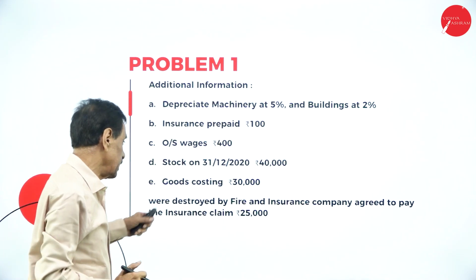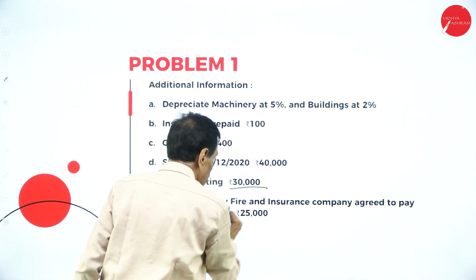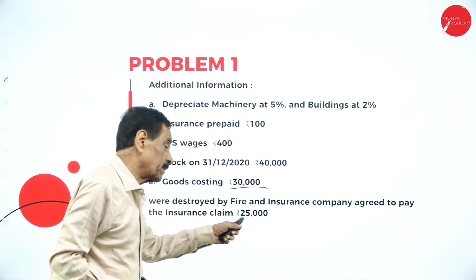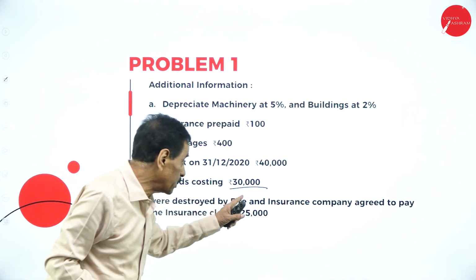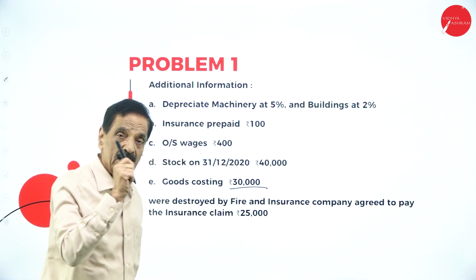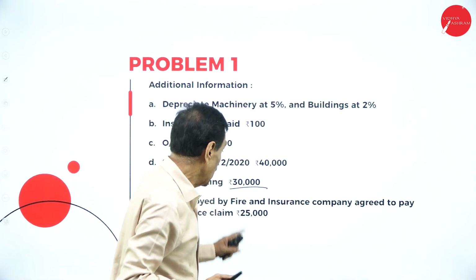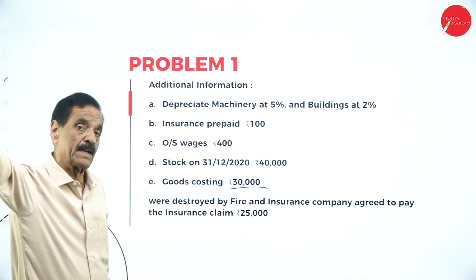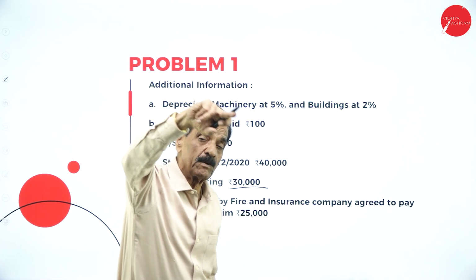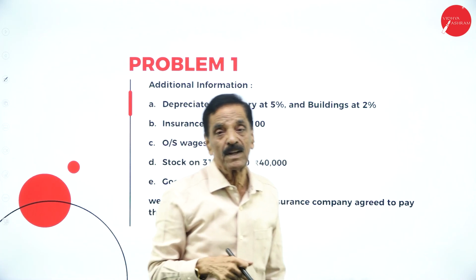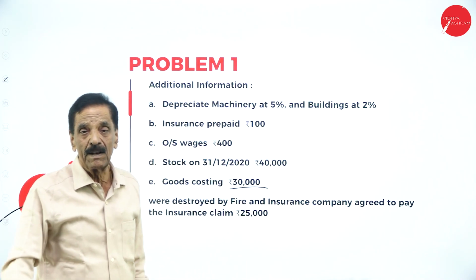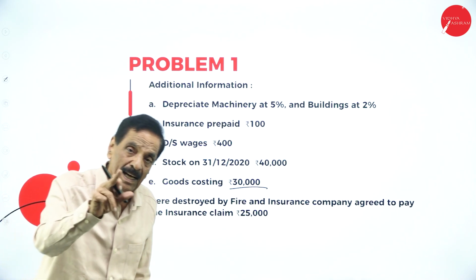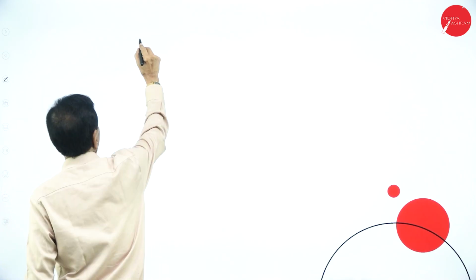Goods costing 30,000 were destroyed and agreed to insurance company to pay 25,000. What is the total stock destroyed? 30,000 that will come in the trading account. How much money you are going to receive? 25,000 will come on the asset side of the balance sheet as due from insurance company. The difference 5,000 is a loss that will come P&L account debit side as loss on stock destroyed.